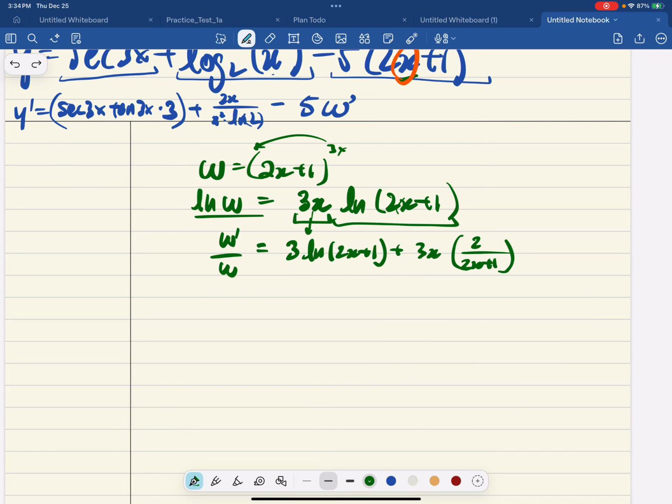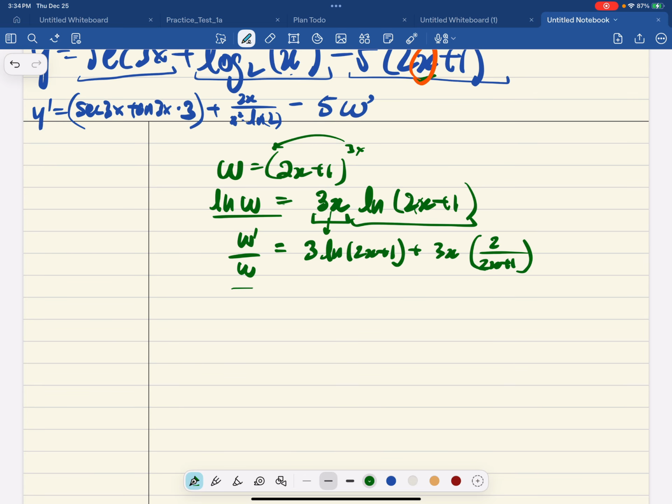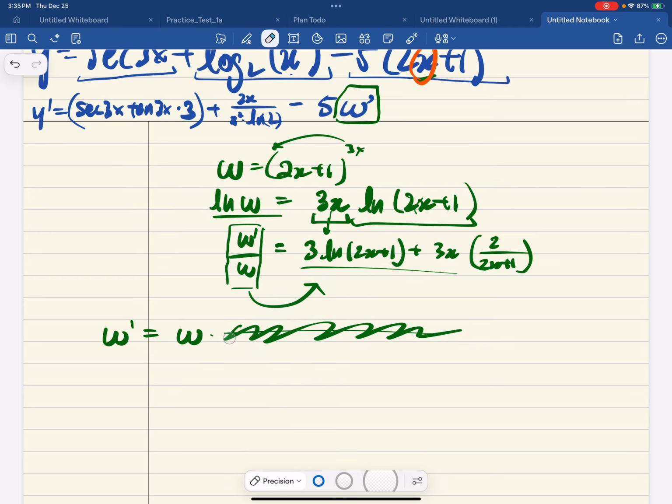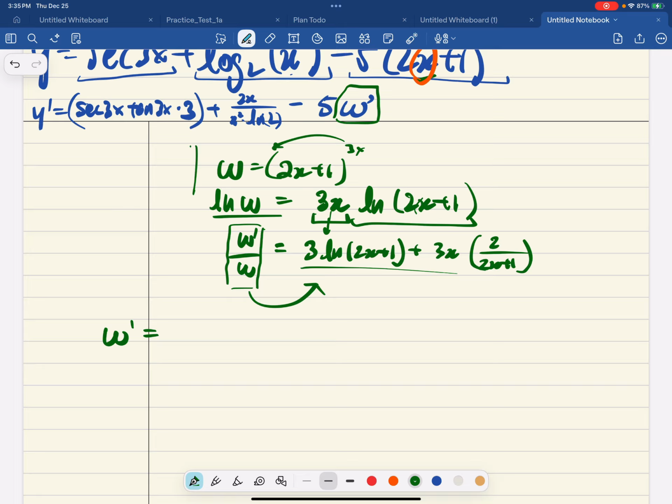And then we're not done yet, because we're trying to find omega prime. This is not a w prime yet. This is a w prime divided by w. So we bring the w to the other side, so that w prime equals w times everything here. Then we just need to rewrite your w. That's why it's better to do all your work clean, so you remember what w is. W is (2x plus 1) to the 3x, the original function before deriving it separately.